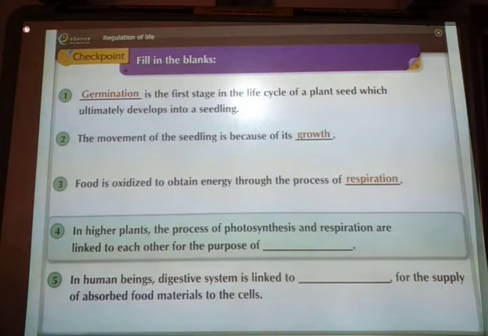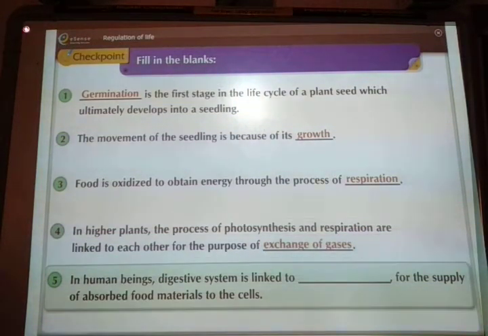In higher plants, the process of photosynthesis and respiration are linked to each other for the purpose of gas exchange. In human beings, digestive system is linked to dash for the supply of absorbed food materials to the cells. Blood circulation, circulatory system.